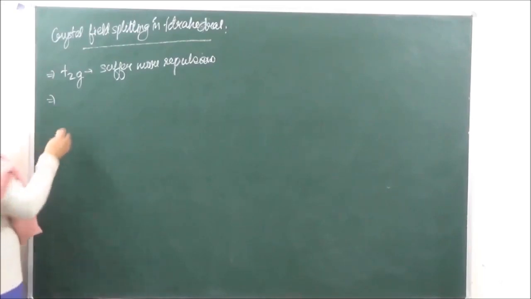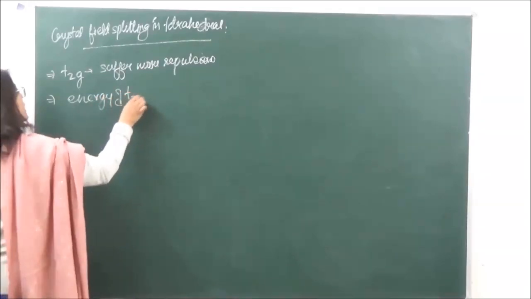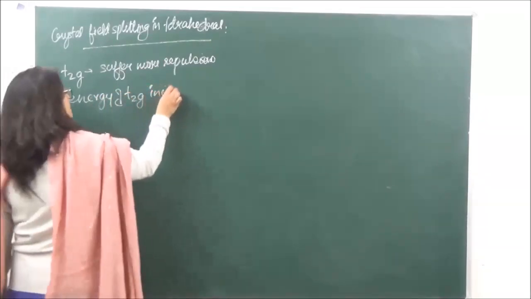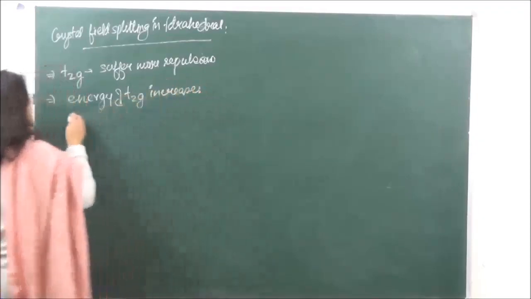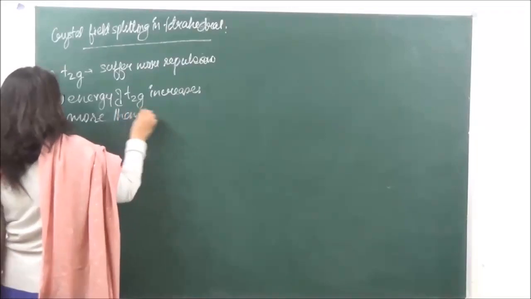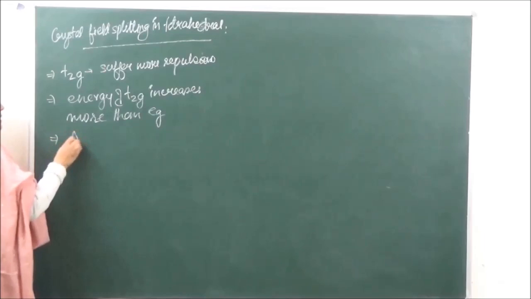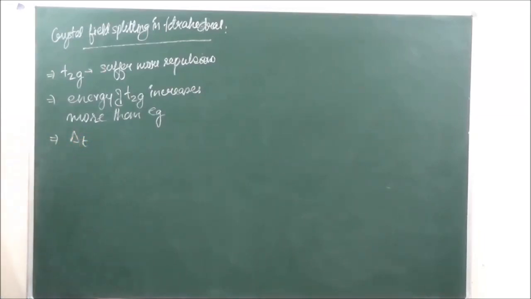So in this case, the energy of T2g increases more than Eg, right? Now this energy gap is going to be represented by delta T, as we were representing it by delta naught in case of octahedral, where T stands for tetrahedral.